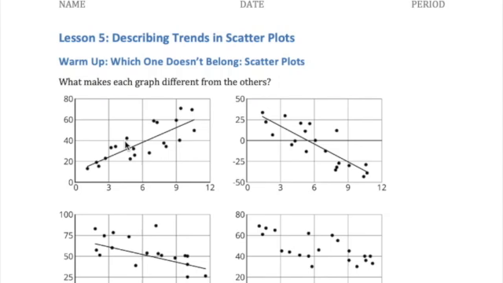So go ahead and try to think what makes each graph different from the others. So like what sets each of these four graphs apart? So think about that for a minute, and then we will go in and write stuff down below. This is your pause time.